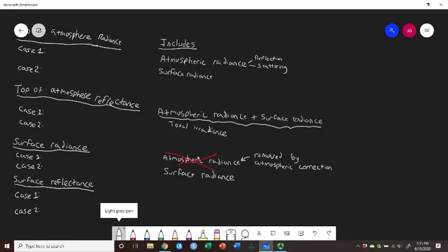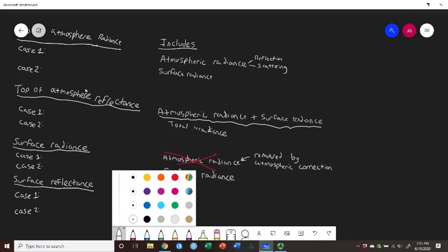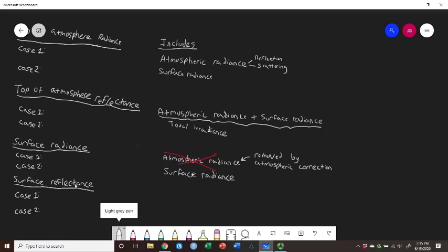Now it seems kind of counterintuitive, or I guess maybe confusing might be the better term here, that we have surface radiance as the name and surface radiance as the thing that's included, but hopefully that actually makes a little bit of sense here, that because we've removed atmospheric radiance, what we have left is surface radiance. So let's talk then about this idea of surface reflectance.